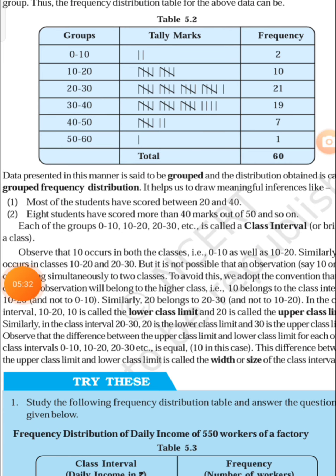After checking this data, you can say that from 20 to 30 the number of students is highest, getting marks between 20 to 30. Between 50 to 60 there is only one student getting marks between 50 to 60.